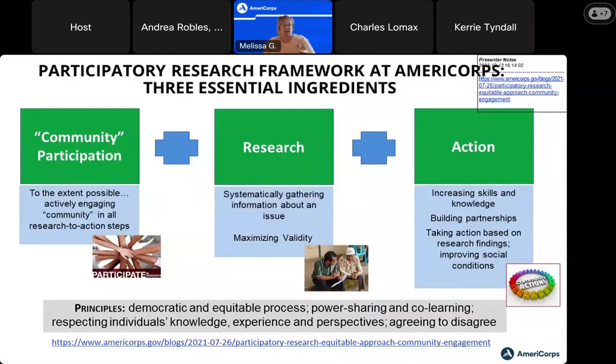So thinking of these guiding principles as the foundation upon which these three pillars rest, the essential components of the PAR orientation are community participation, research, and action. And thinking about where it comes from, seeking solutions to a community-identified problem emerged from historical work, if you will, like Jane Addams at Hull House in Chicago, W.E.B. Du Bois, Paulo Freire and his concept of conscientização, Orlando Fals Borda, Myles and Frances Horton of the Highlander Folk School.